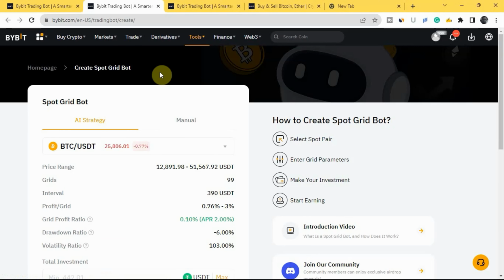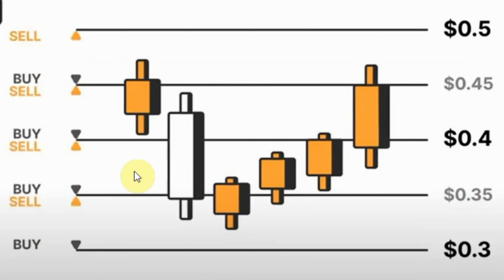Now, how do you set this? Before I actually show you how to set this, I'm going to be using this illustration on the screen to explain to you what the spot grid is actually doing and how you will be making money with the spot grid trading bot. How this is going to be working is that you're going to set a price range at which you want the trading bot to take trades for you. So, for example, with this illustration, the trading bot is trading for us between $0.3 to $0.5. That's the range at which this is trading for us.